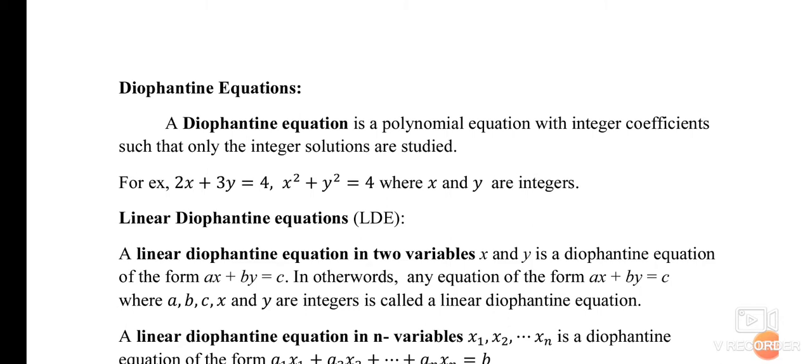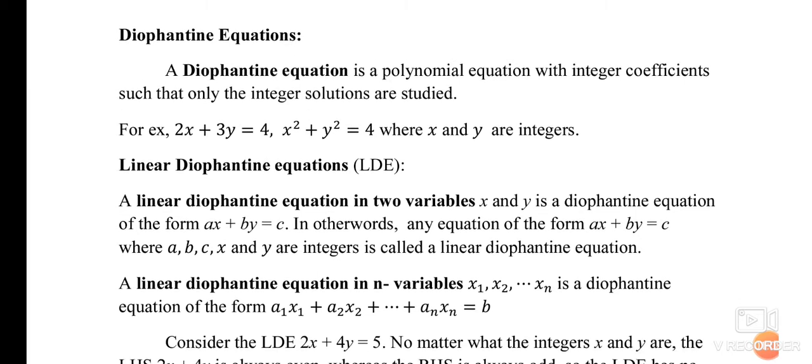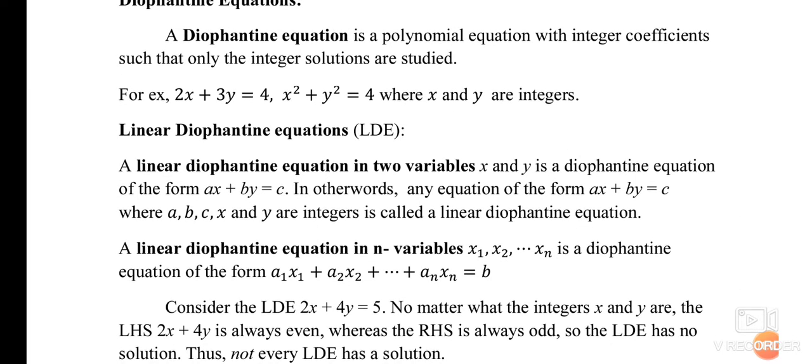A linear Diophantine equation in two variables x and y is a Diophantine equation of the form ax + by = c. In other words, any equation of the form ax + by = c where a, b, c, x and y are integers is called a linear Diophantine equation. In the example given above, 2x + 3y = 4 is a linear Diophantine equation, but x² + y² = 4 is not a linear Diophantine equation.